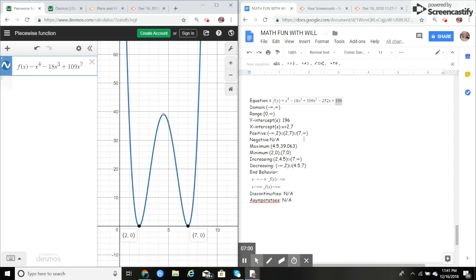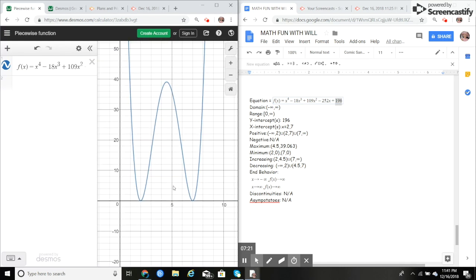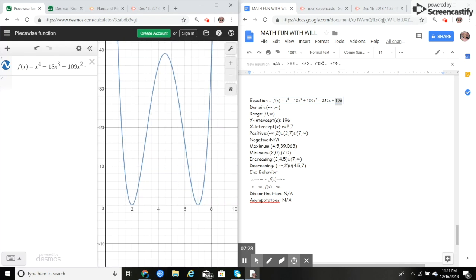The function's positive from -infinity to 2. All this is positive, and then it just skips 2 because it's a 0, and then it continues being positive from not quite 2 all the way to not quite 7. This is all positive, and then it stops being positive here, and then from not inclusive 7 to infinity, that's all positive. Negative: never negative.